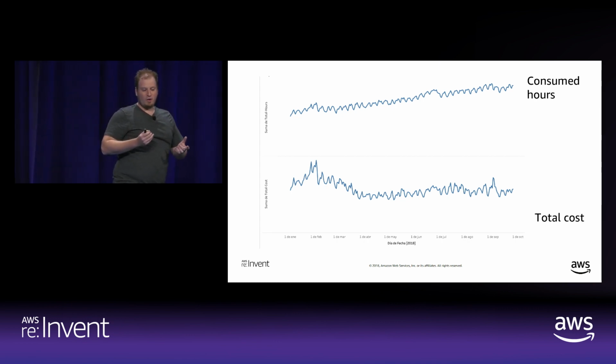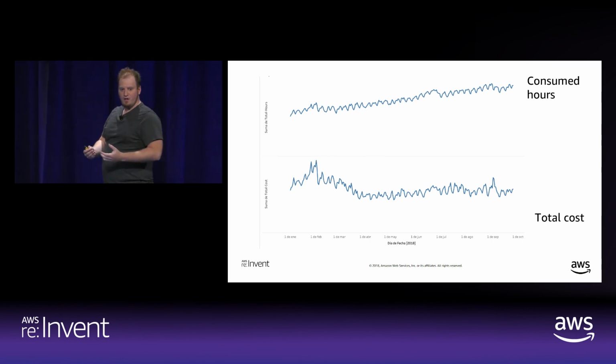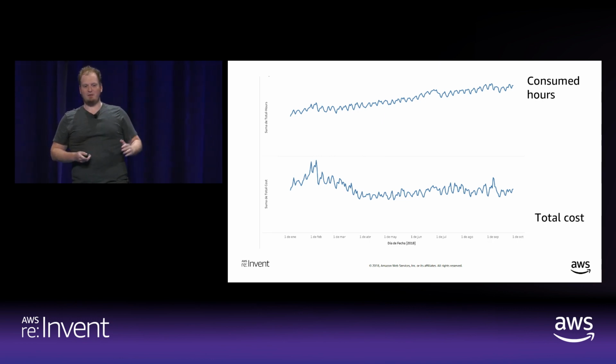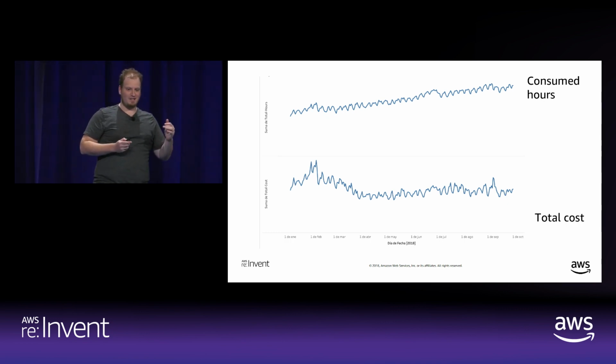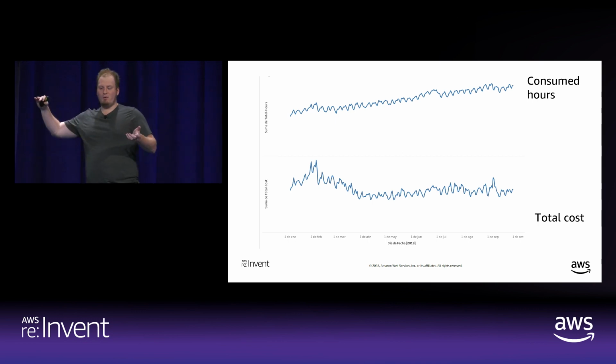We can keep growing, we can keep creating new machines, we can keep using more CPU without increasing the bill at the same rhythm, at the same time. And that gives us the possibility to keep growing without growing our bill a lot.